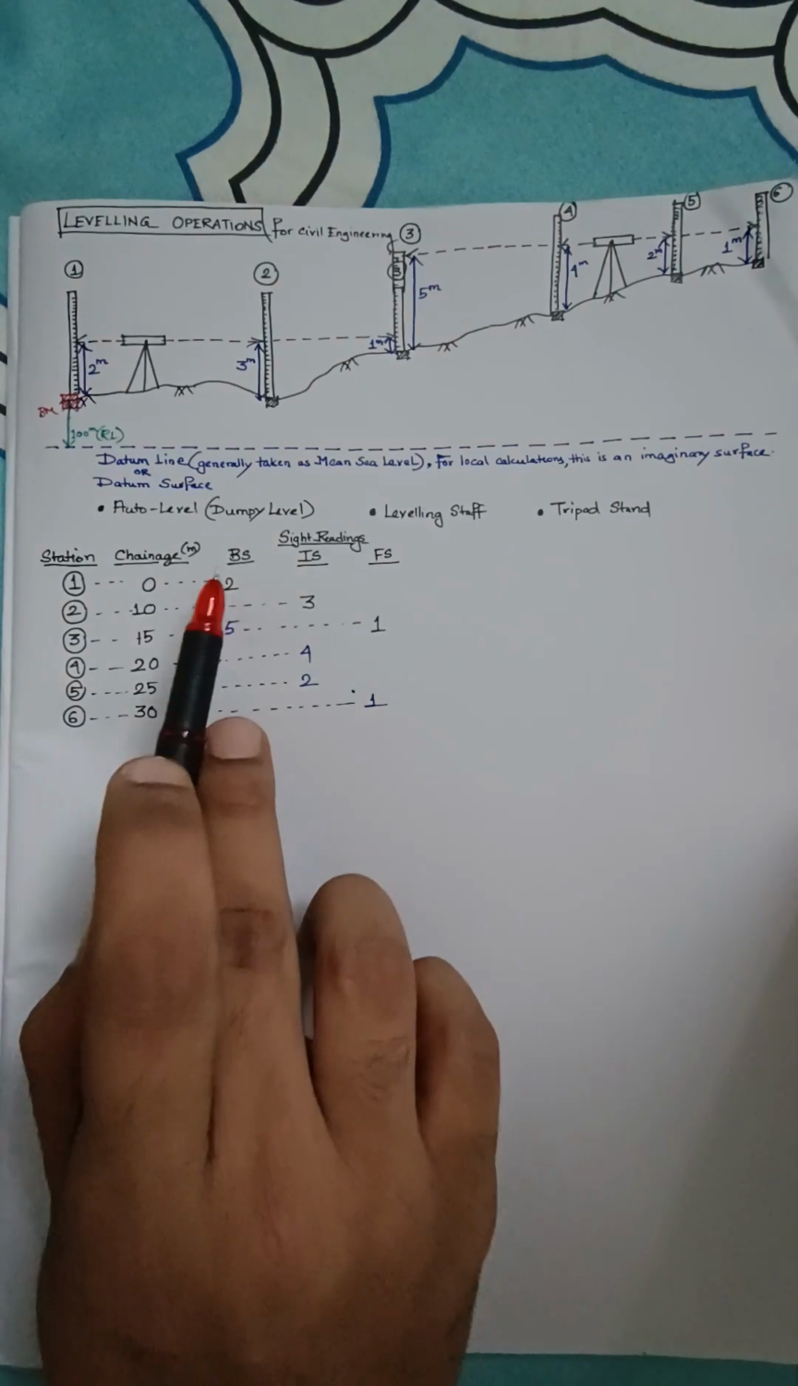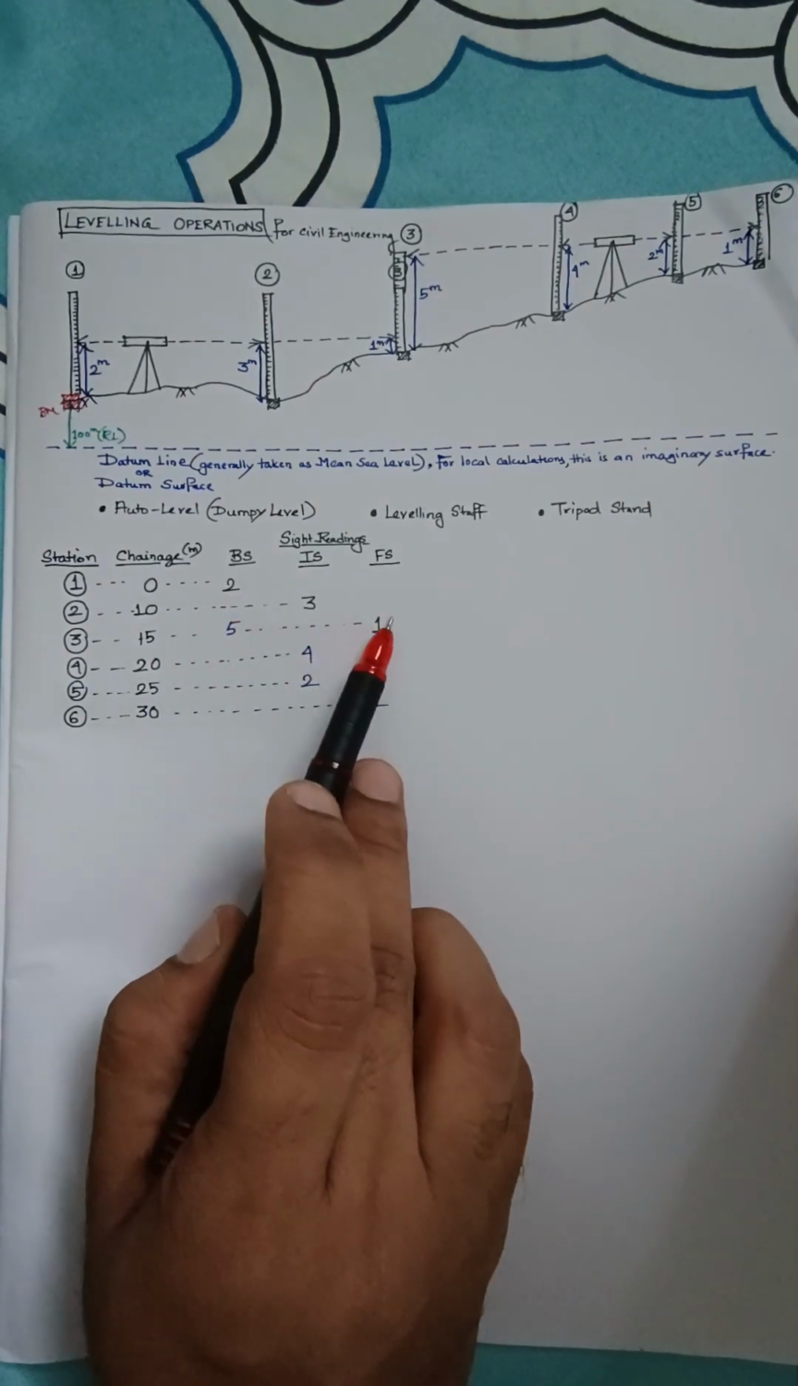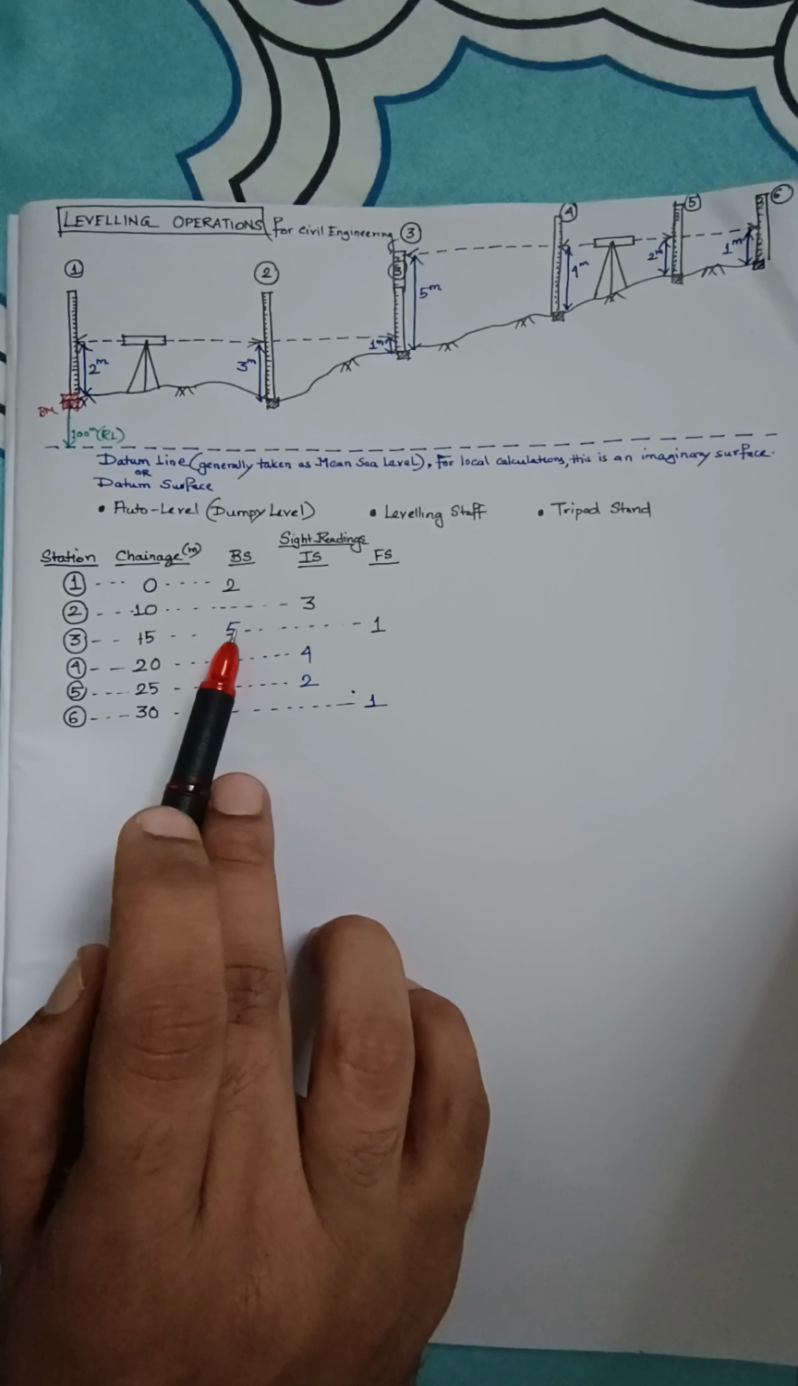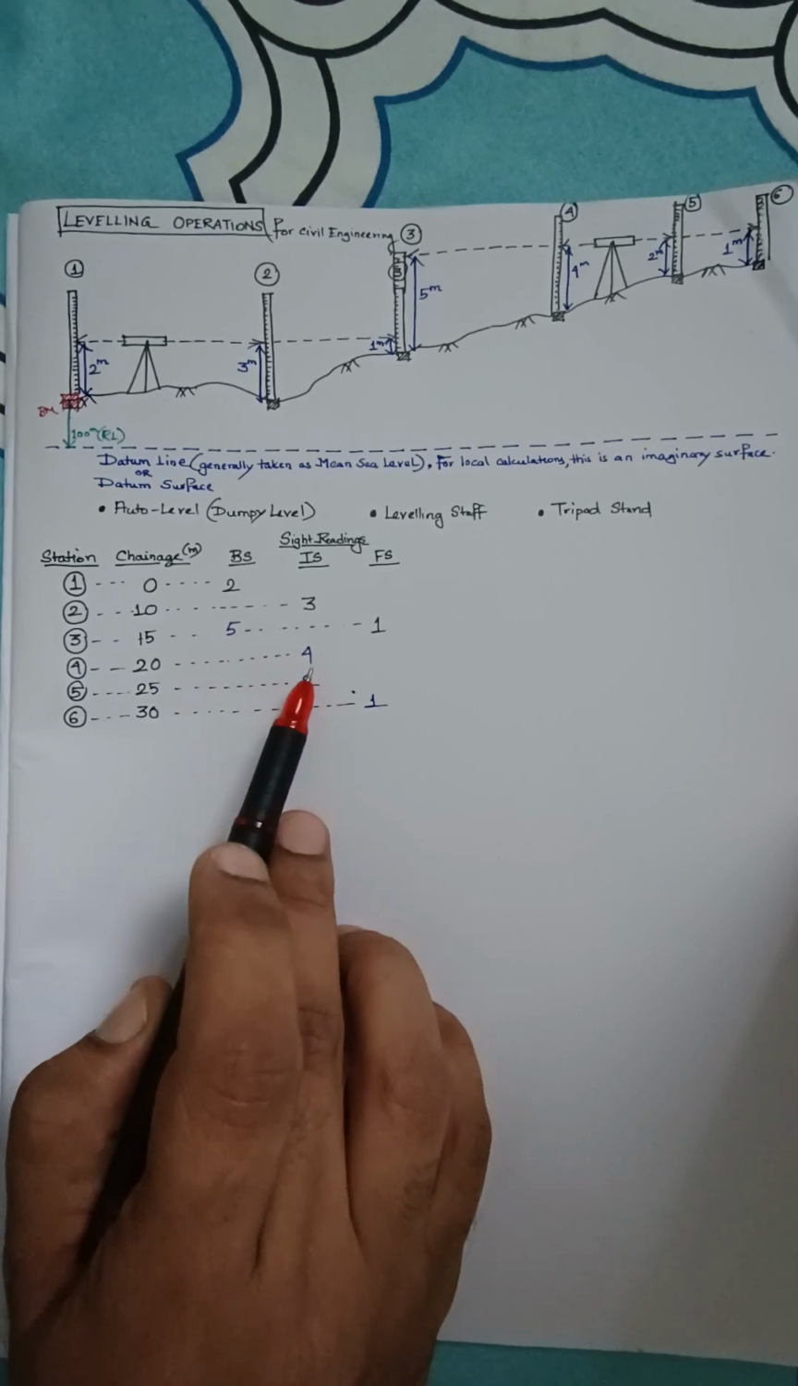So you see, every setup starts with a backside and ends at foresight. Again, this setup has started from the backside, intermediate side, and again ended at foresight. That is the thumb rule of this. So right now, whatever we have done, we have just recorded the readings. We didn't even do any calculation. We have just recorded the readings, and that is one lesson: how to record the readings.